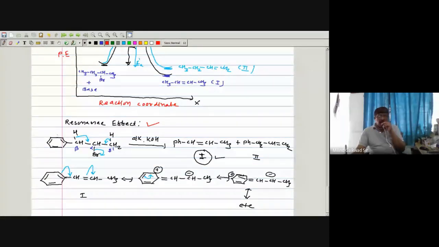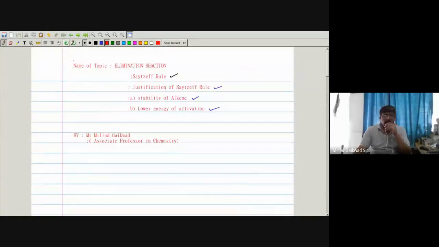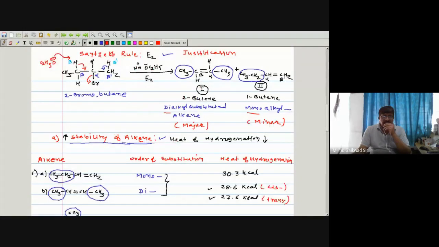So here, what we have learned, right? We know what is meant by Saytzeff rule. The elimination takes place in such a way that there is a formation of a highly alkyl substituted alkene as a major compound. We have to give the justification of the Saytzeff rule. The justification can be given by two points: stability of alkene and the lower energy of activation. So here we have seen the Saytzeff rule and its justification.